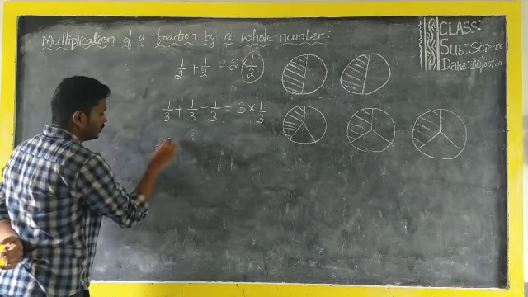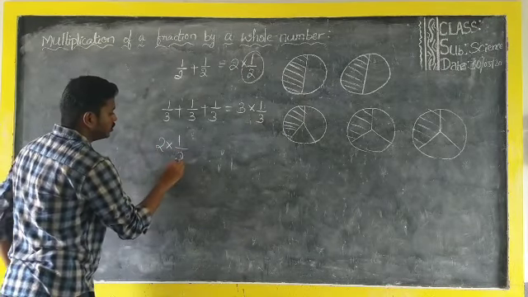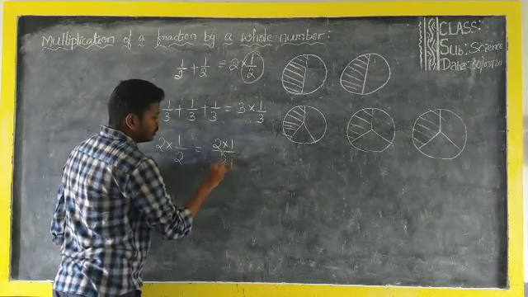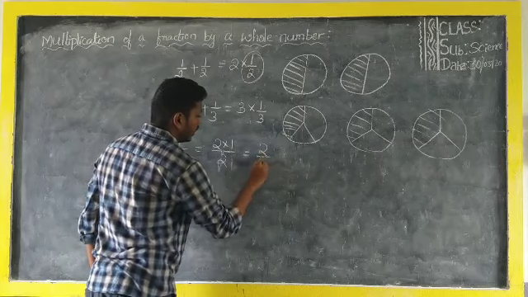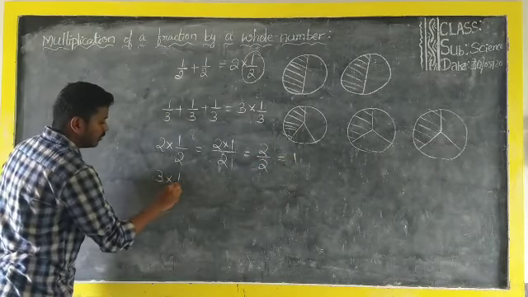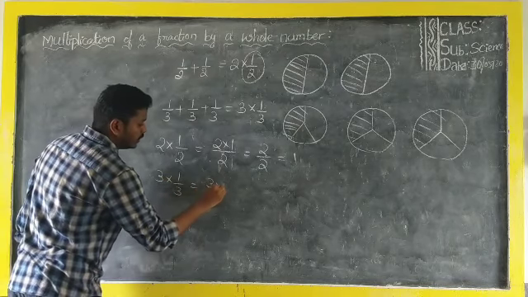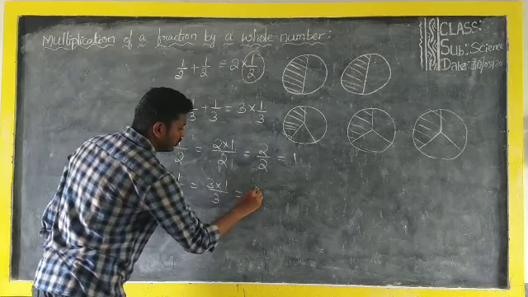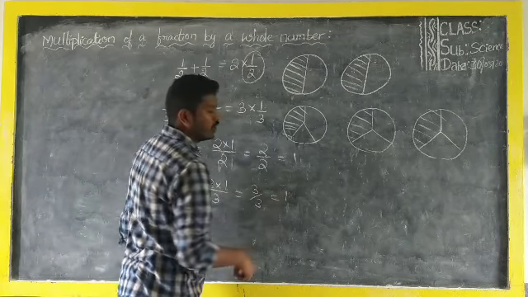Now 2 into 1/2, I can write that equals 2/2, that equals 1. 3 into 1/3, I can write 3 into 1/3 that equals 3/3 equals 1.